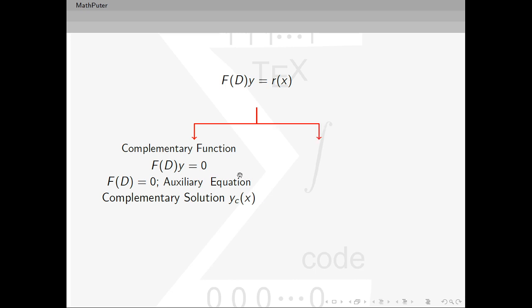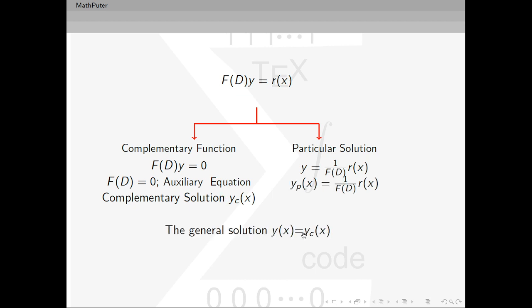And on the other side, we have the particular integral. The solution of the particular integral gives us the particular solution. So to find the particular solution, we make y the subject. So y is equal to 1 upon F(D) into R(x). Our today's goal is how do we find the complementary solution. And then we have the general solution, y_C(x) plus y_P(x), that is the sum of these two solutions. This becomes the solution of the given differential equation.